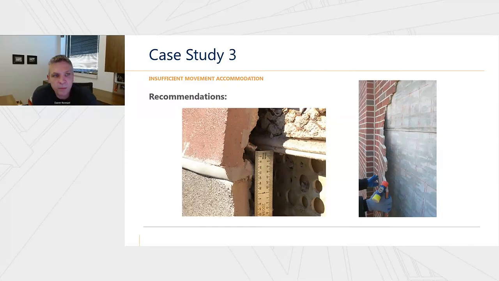So overall takeaway on this one, movement accommodation is critical in an adhered exterior veneer just to accommodate the variable movement of materials. And on top of that, alignment of the movement accommodations between the veneer and the backup is also important in practice.